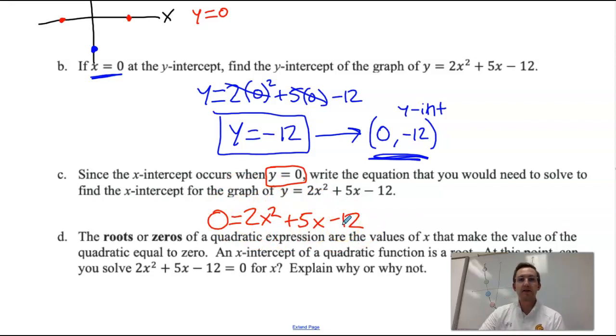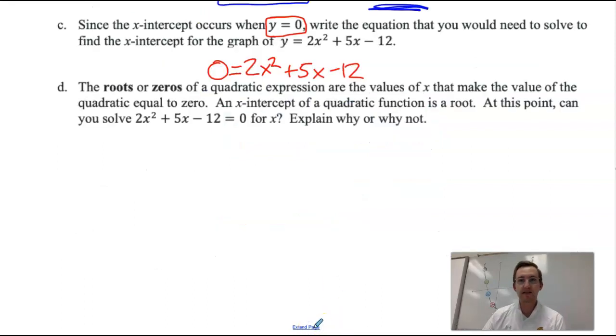So in part D, the roots or zeros of a quadratic expression are the values of x that make the value of the quadratic equal to 0. So again, whatever we plug in for x in this equation right here has to make the right-hand side equal to 0. An x-intercept of a quadratic function is a root.